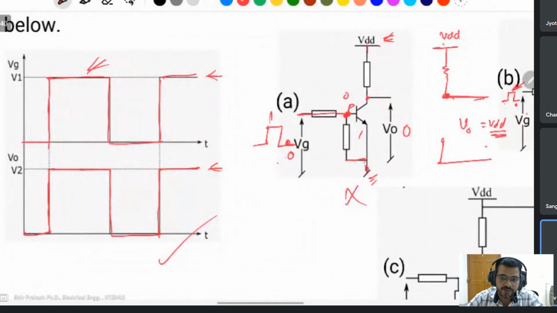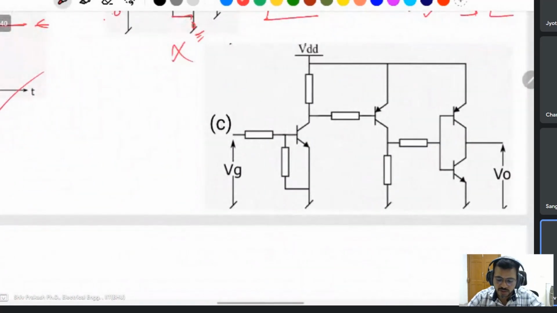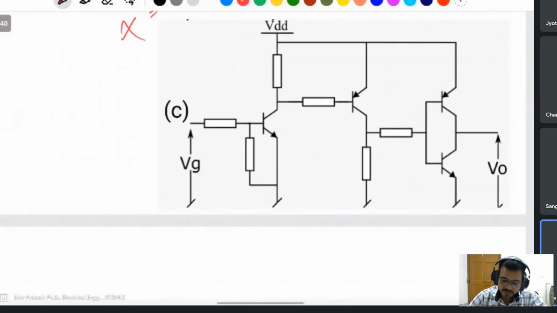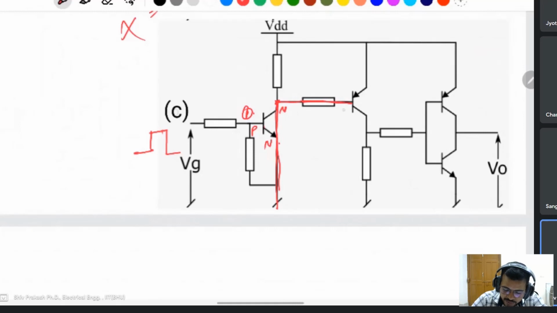this waveform. Okay, let's check option number 3 also. Same thing. If this is high, take 1 high here. This is an NPN transistor. NPN means the base is high. It means this transistor will be high, or on. This will be on. Then that resistor is connected to the ground. Then that base is 0. This will be a PNP transistor.